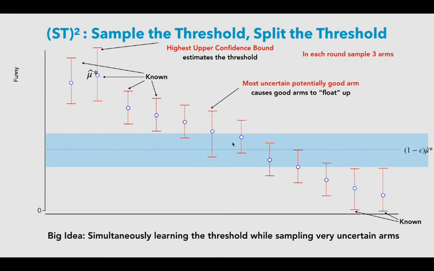Similarly, we sample the most uncertain, potentially bad arm, which is defined the same way. You look at the arms whose means are below this estimate of the threshold, and you sample the one with the highest upper confidence bound.